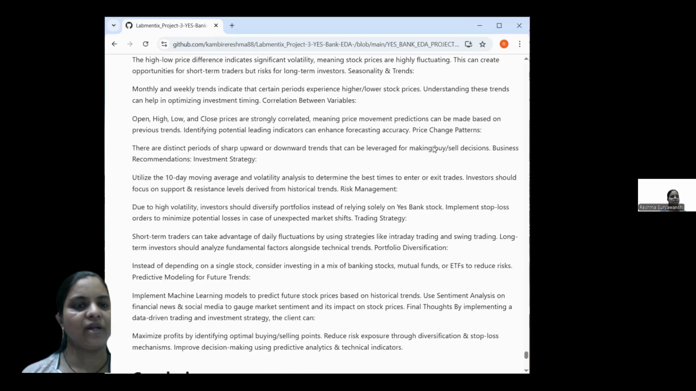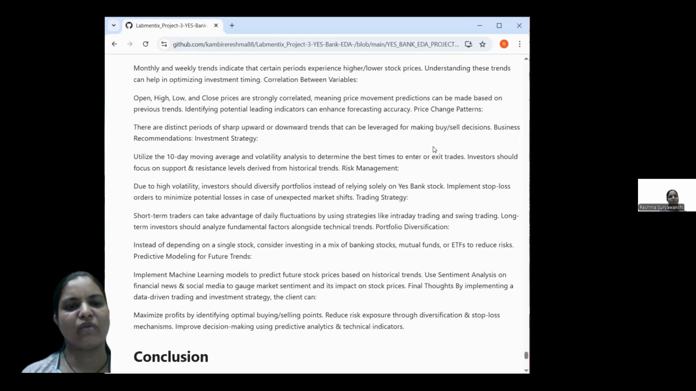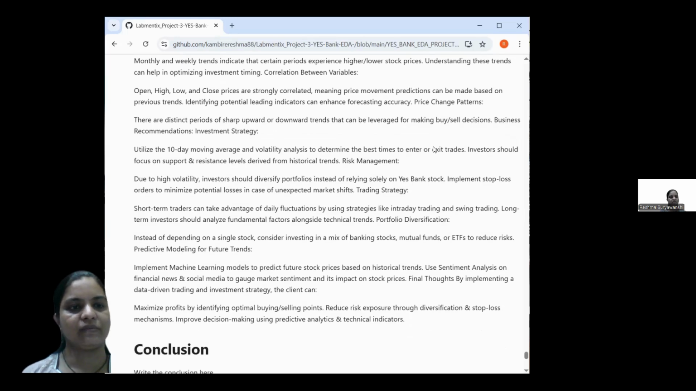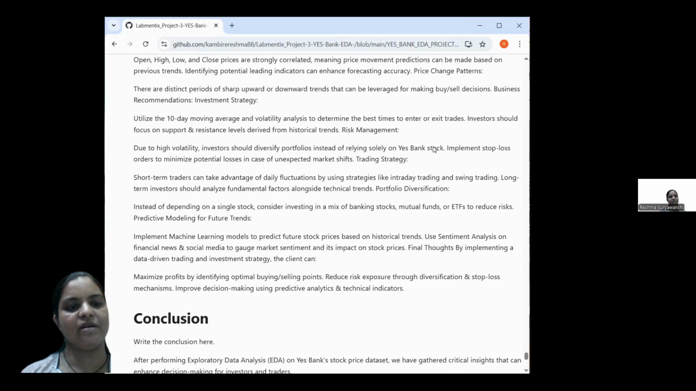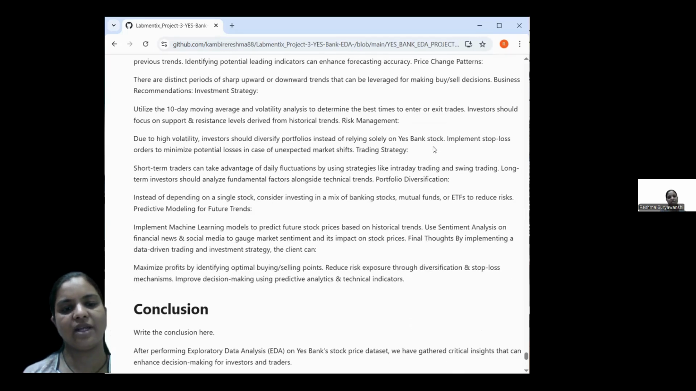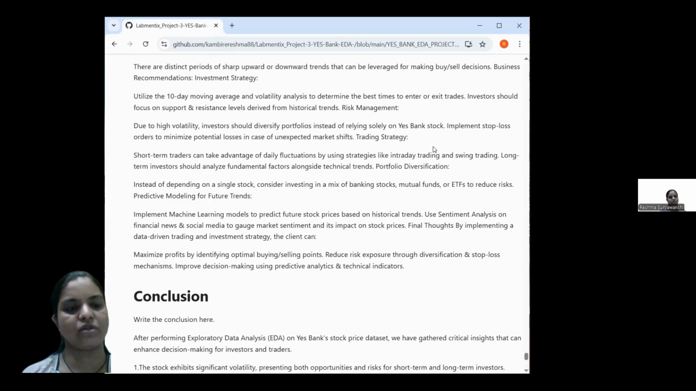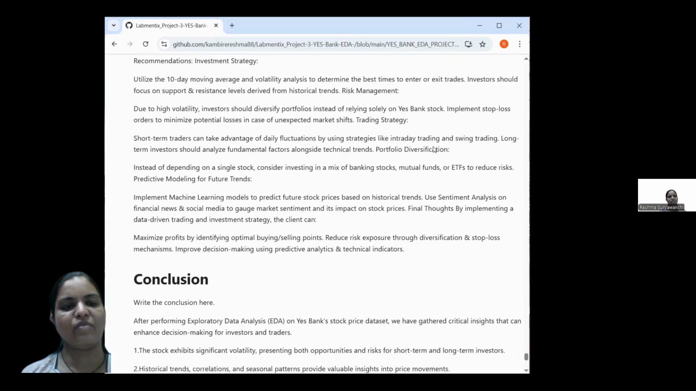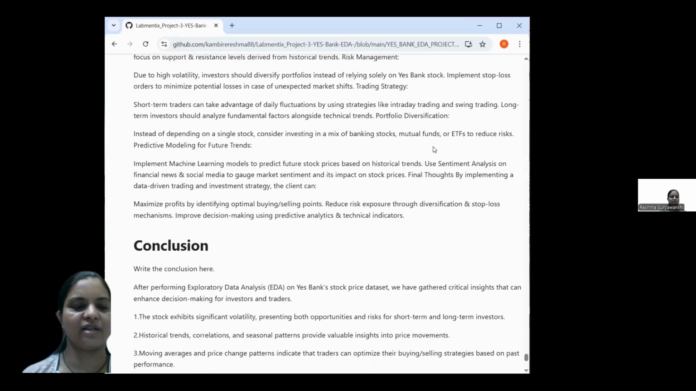Then the correlation between variables, where there are distinct periods of sharp upward or downward trends that can be leveraged for making buy or sell decisions. So here we come to maximizing profit by identifying the optimal buying or selling point, and reducing risk exposure through diversification and stop loss mechanisms. So improve decision making using predictive analytics and technical indicators.